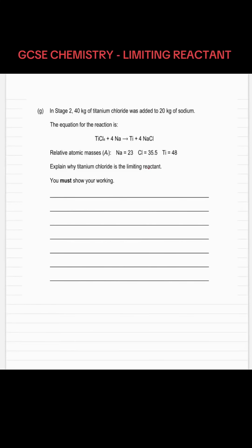Hi guys, so today we're going to be looking at a GCSE chemistry question. This is quantitative chemistry, so it's basically maths, and in particular we're going to look at limiting reactant. So before we get started, we need to know what this means. It's the reactant with the fewest moles. So I'm just going to write that down.